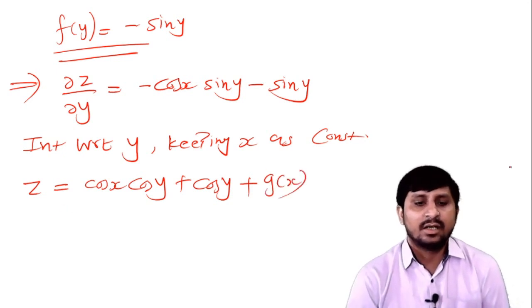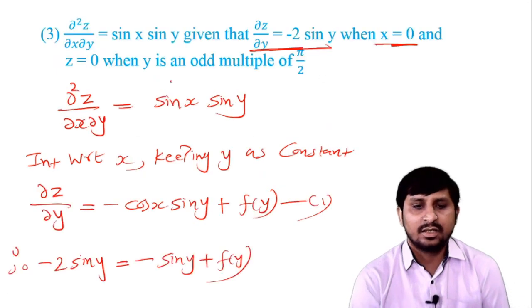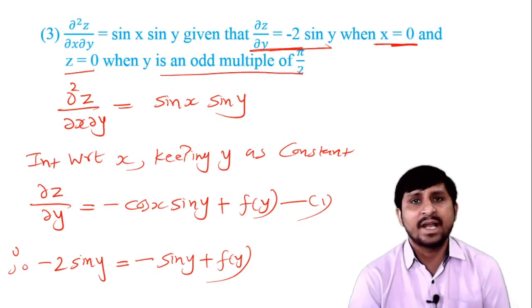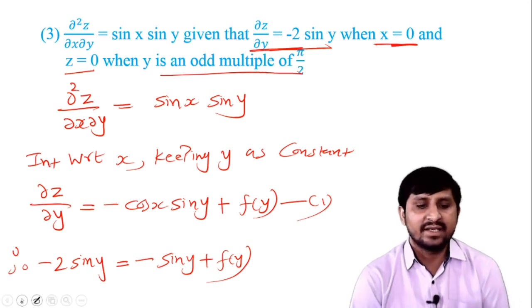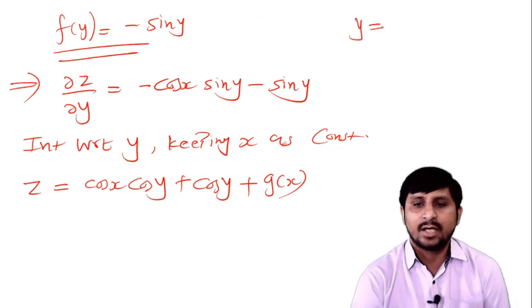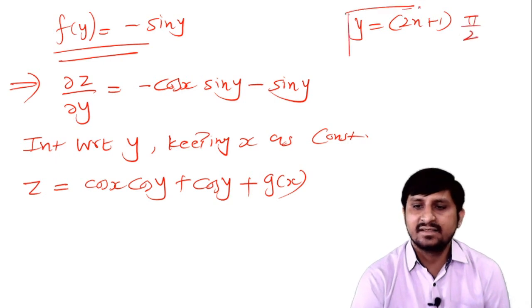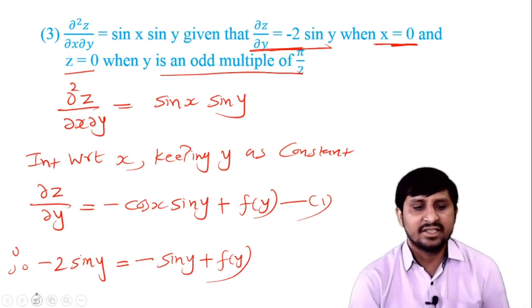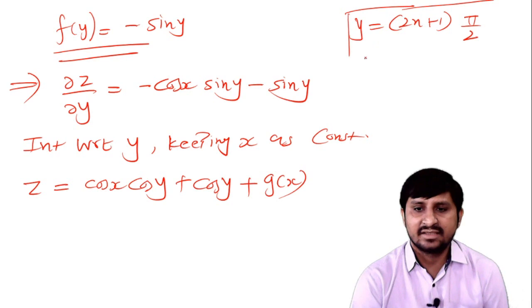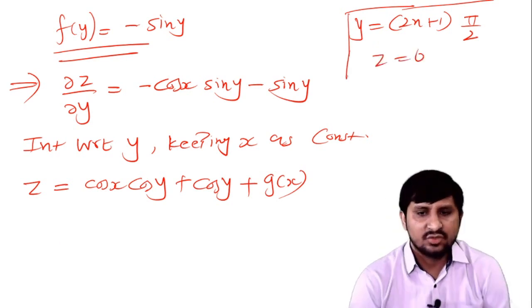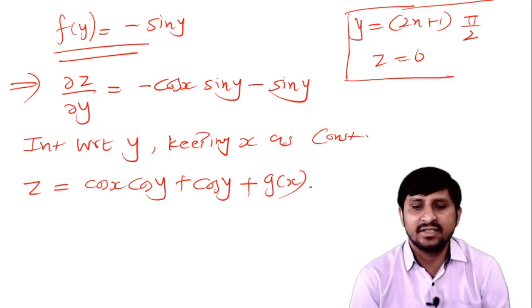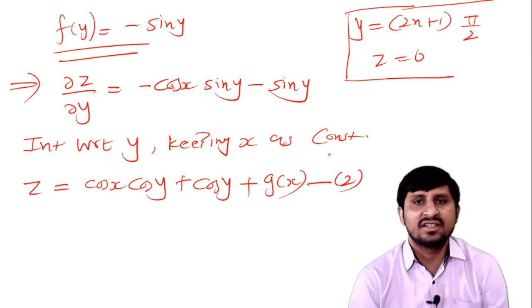And now what is your next initial condition? z is equal to 0 when y is an odd multiple of pi by 2. Odd multiple of pi by 2 means y is nothing but (2n + 1) times pi by 2, and x is 0. This is my initial condition. So z is equal to 0 and y is (2n + 1) pi by 2. So put this initial condition in equation number 2, suppose this is my equation number 2.